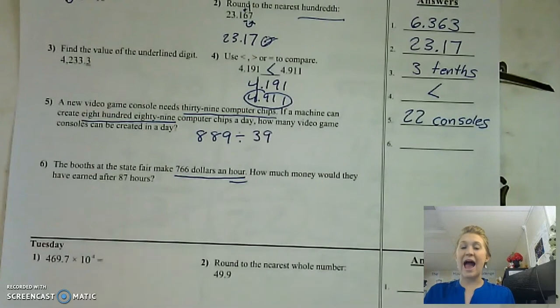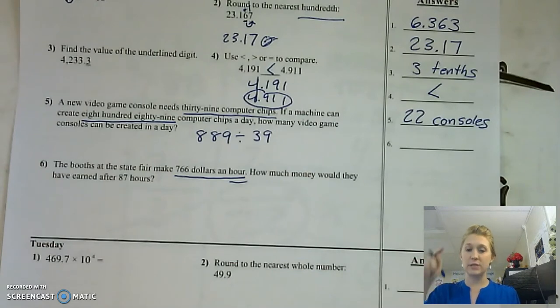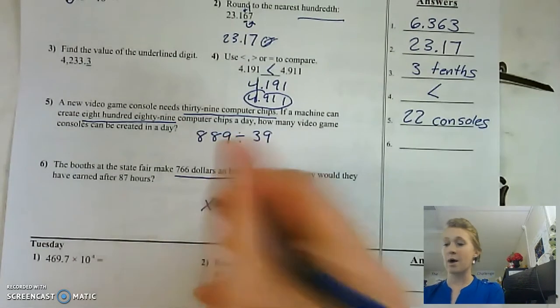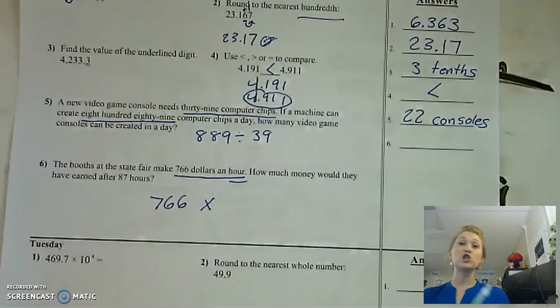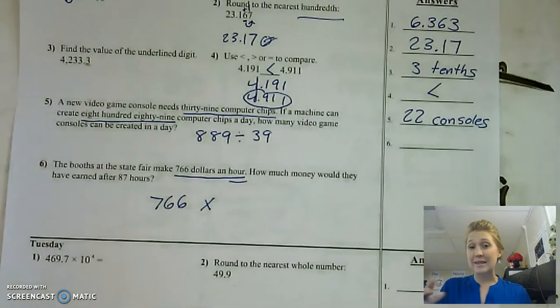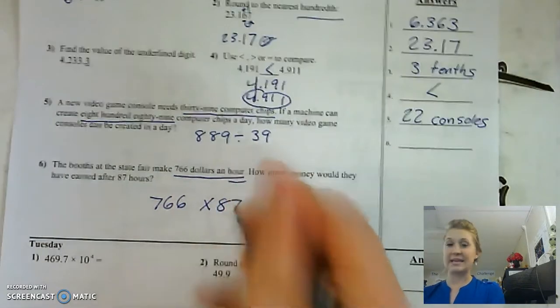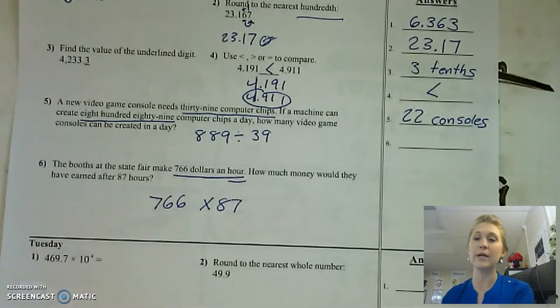So for every hour, we earn 766. So for the first hour, it's 766. For the second hour, it's 766 plus 766. For the third hour, it's 766 plus 766 plus 766. Well, that's repeated addition. That means this is a multiplication problem. What are we multiplying? We're multiplying $766 per hour by the amount of hours, by 87. Okay, we can do this.